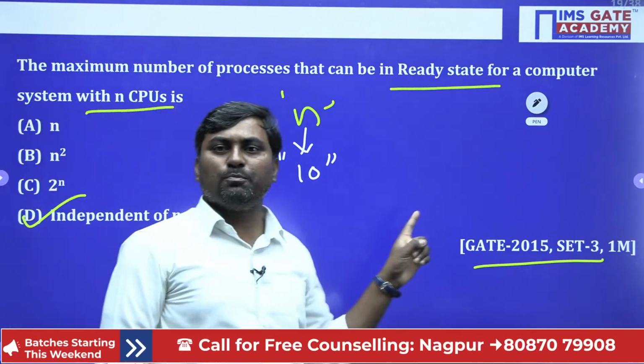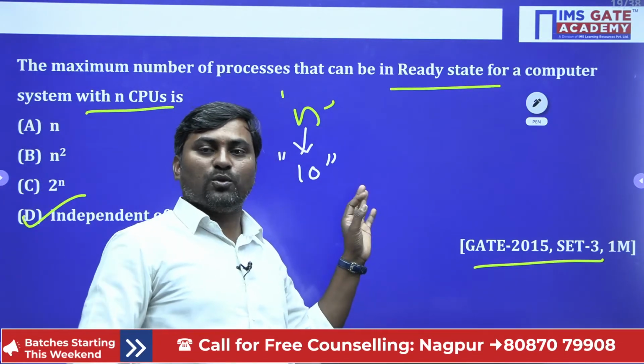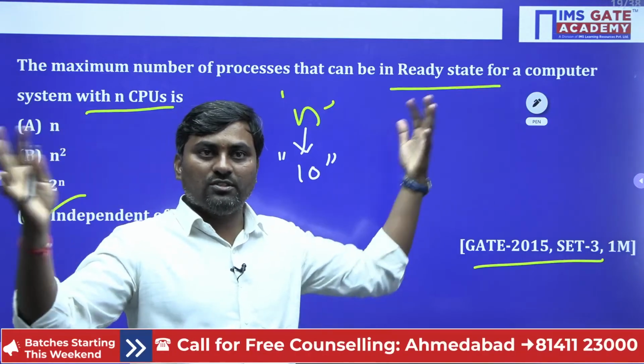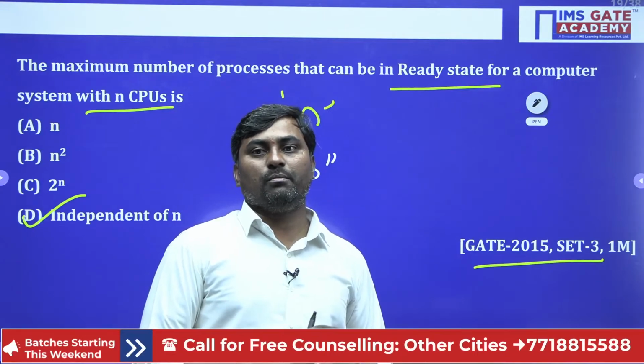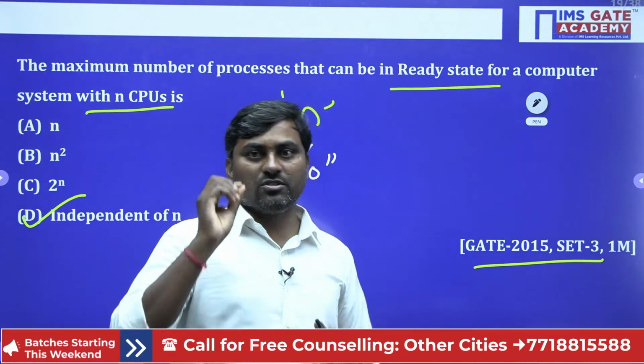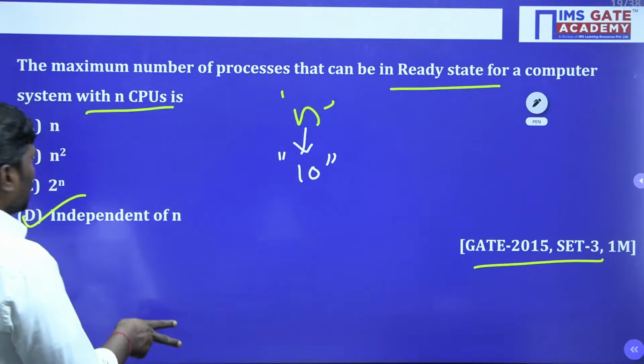Independent. If 1 CPU is there, it can be more. If 10 CPUs are there, it can be more. More means what? It depends on the size of the memory, the capacity of the ready queue, understand? How many PCBs you can keep. I hope this is clear. So option D is the right answer.